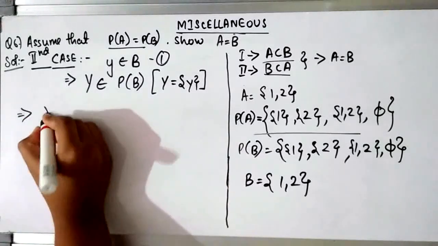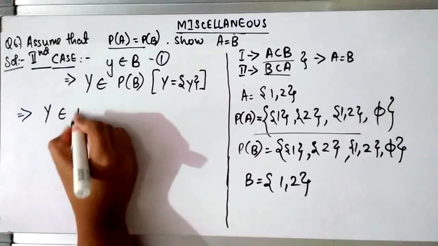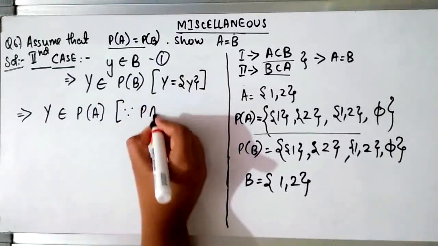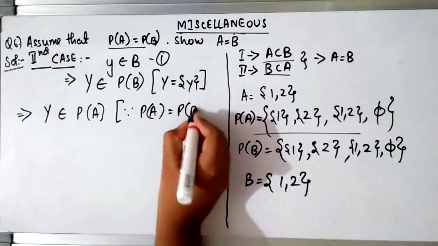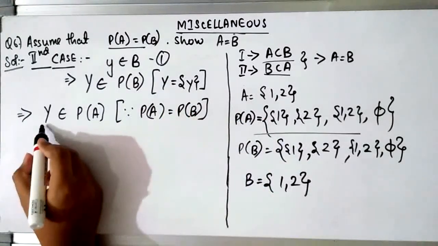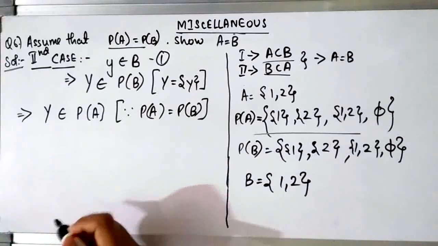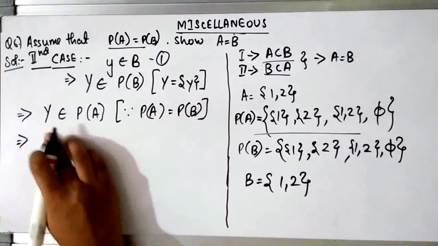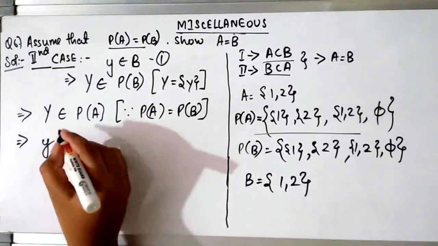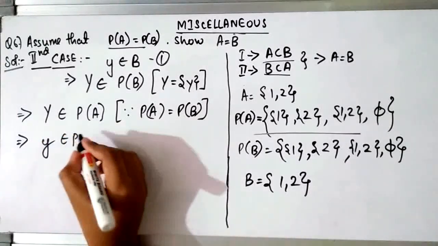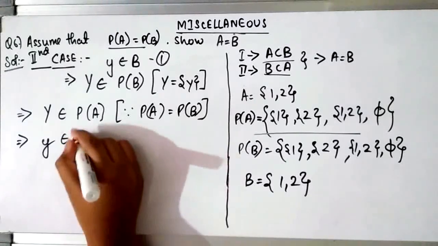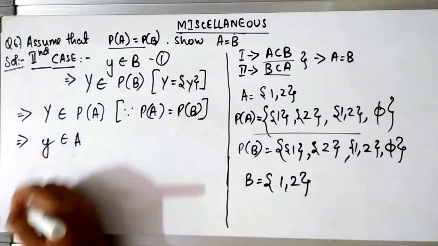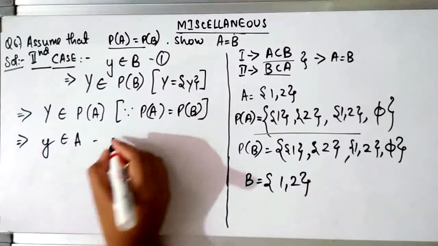Then we will write that the capital Y even belongs to the power set of A. Since the power set of A is equal to the power set of B, we can write that the capital Y even belongs to the power set of A. Now when this happens, we can say that the small y belongs to not the power set of A but the set A. So when this happens we can say that the small y belongs to set A. Okay, so this becomes a second.